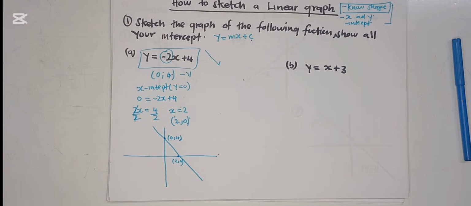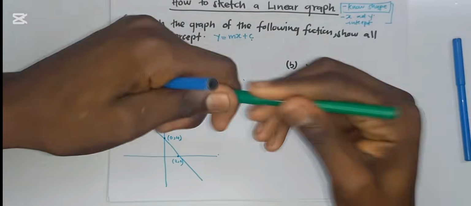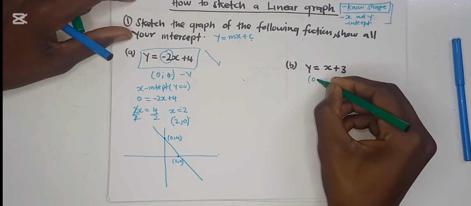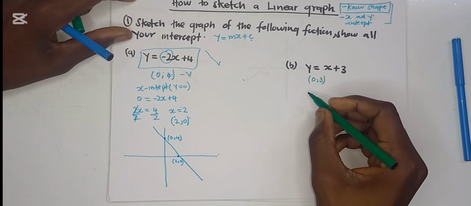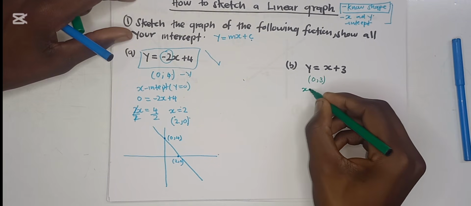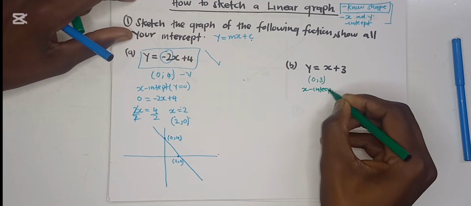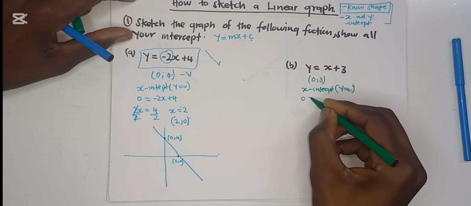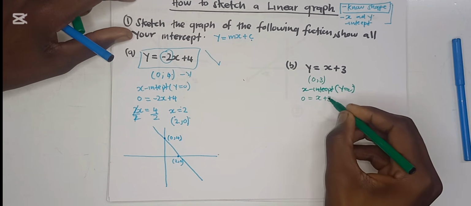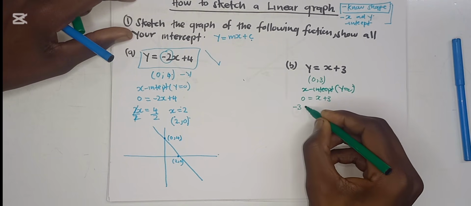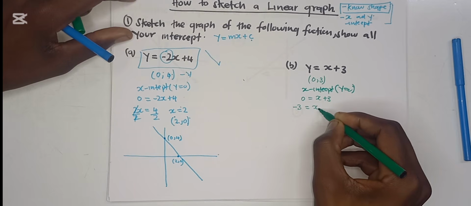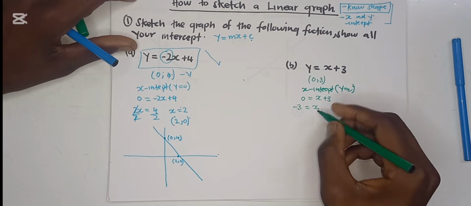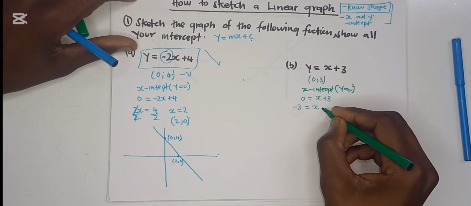Now let's draw the second one, which is y equals x plus 3. Let's start with the y-intercept. The y-intercept is going to be (0, 3). And now let's find the x-intercept. To find the x-intercept, as I always explain, y has to be equal to 0. Then we put 0 here: 0 equals x plus 3. Then we take this 3 to the other side, which is negative 3, equals x. Perfect. So our x value is equal to negative 3. This is not the x-intercept.